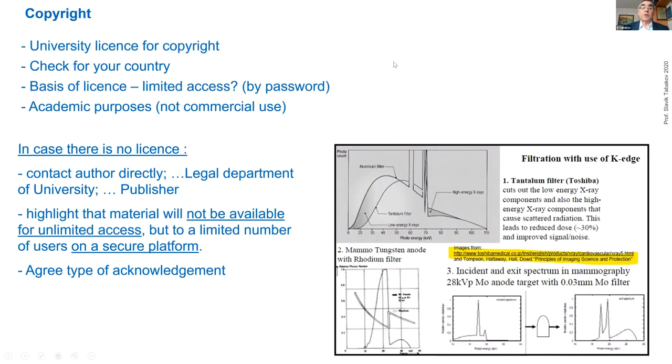Another very important question is the copyright. We have to check whether there is a university license covering a number of these activities, whether this is also valid in your country, what is the basis of the license, is it limited access by password, etc., is it for academic purposes only. And if there is no license for that, because now we are presenting our lectures over the internet, we have to contact the copyright owner, the authors, the publisher, etc., and we have to highlight that the material is not available for unlimited time and is on a secure platform and is for educational purposes. This is very important to be underlined, otherwise one could have problems in receiving the copyright permission.